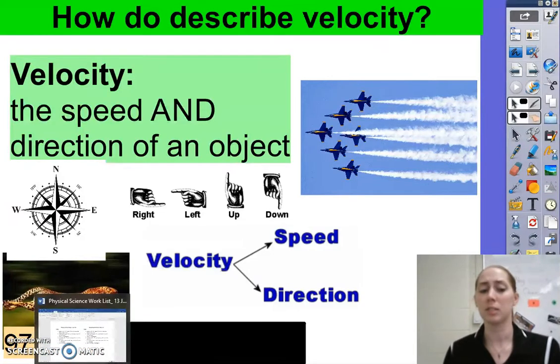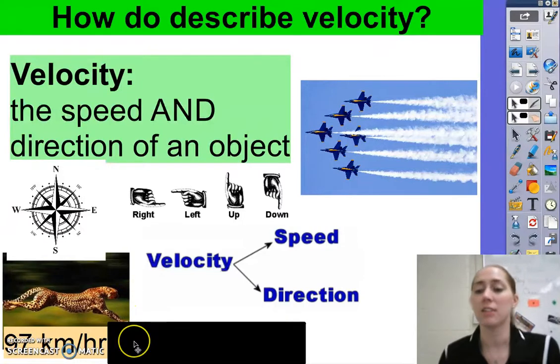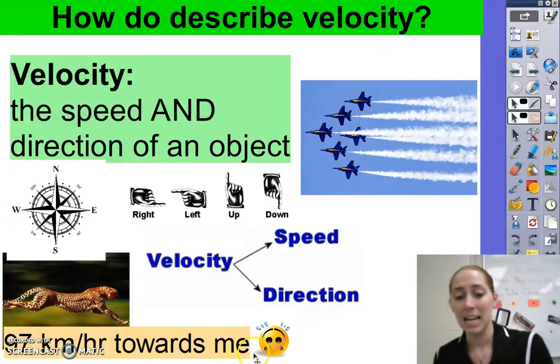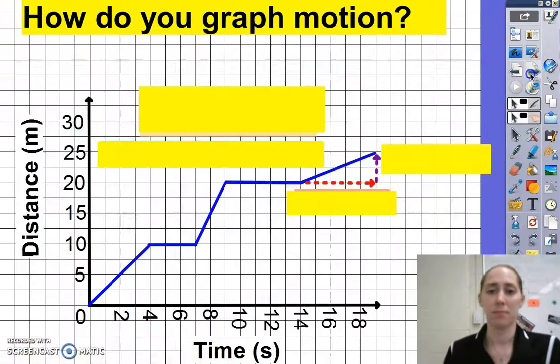Or this cheetah here. Cheetahs can run up to 97 kilometers per hour. Really impressive, that's its speed. But if you were to say that it's running 97 kilometers per hour towards me, I'd be really, really worried. This is where velocity can be quite helpful. It has to include that direction.